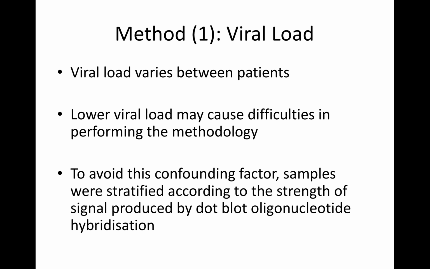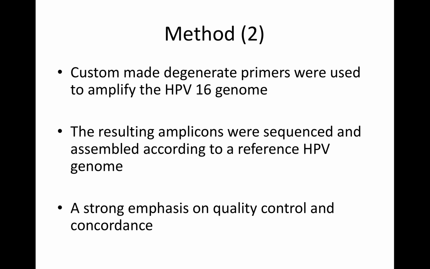It was anticipated that the viral load between samples would be different and would potentially confound the results unless accounted for. Therefore, samples were stratified into low and high viral load depending on the signal strength produced by a type-specific dot-blot oligonucleotide hybridization technique. The next step of the methodology involved the use of custom degenerate primers to amplify the HPV 16 genome. The resulting amplicons were sequenced and assembled according to a reference genome.